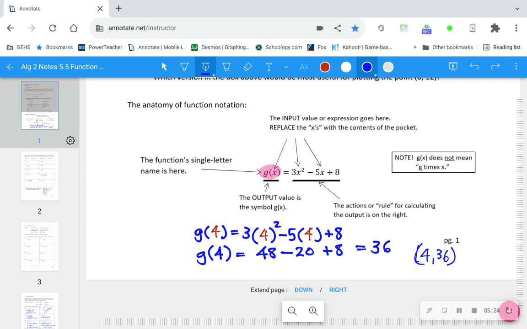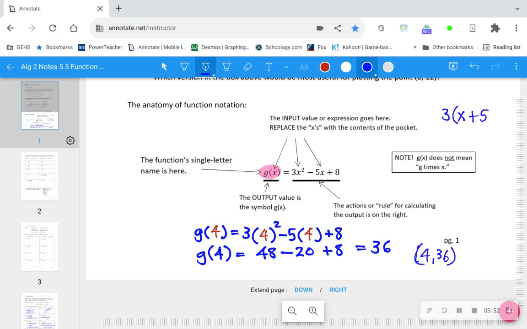And picking the 4 is independent. I could have picked anything I wanted to put in there as long as it turns out to be defined and actually work. Now, there's one other very important note right here that I want to highlight. A lot of times, when you put a symbol up against a parentheses, let me do this a little slower. My internet's having a little issue here.